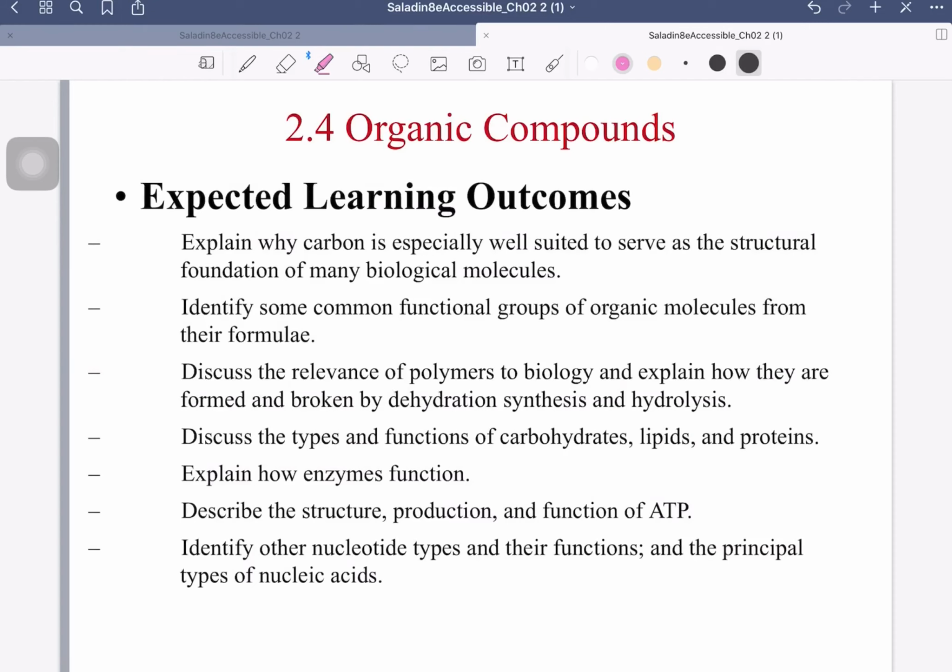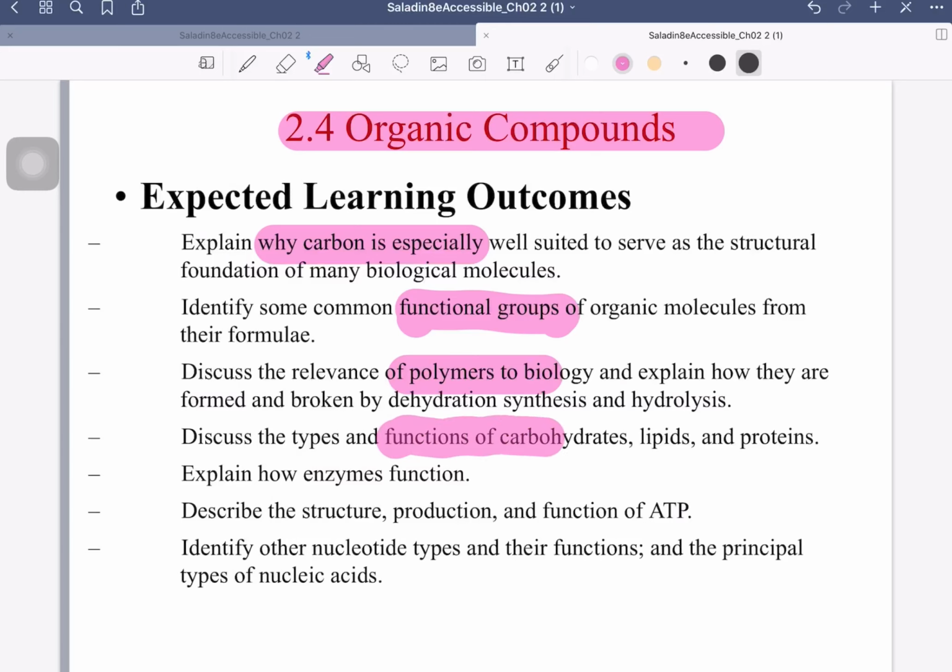In this video, we'll start our conversation on organic compounds. We'll talk a bit about why carbon is especially well suited for biological organisms. We'll talk about functional groups. We'll talk about polymers. Talk about the functions of carbohydrates, lipids, and proteins.